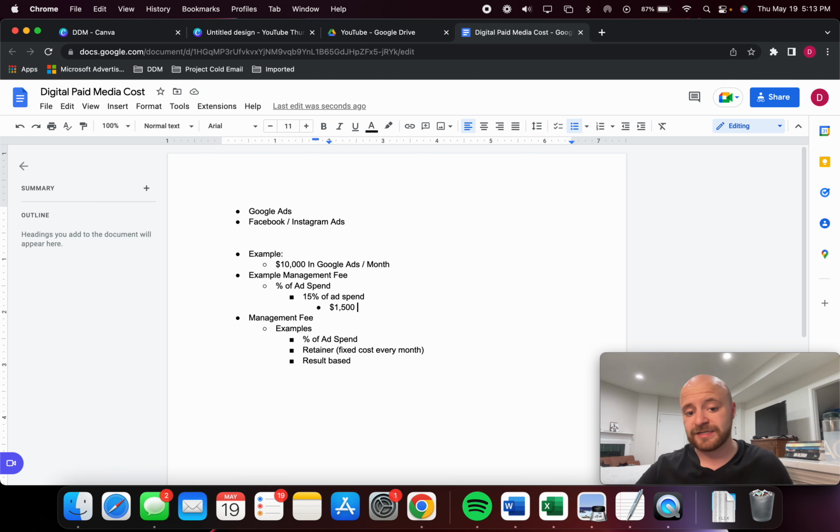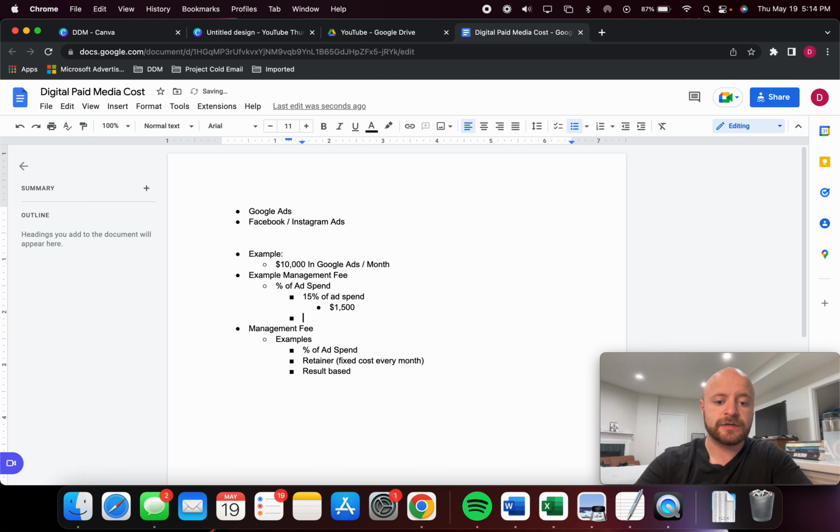Now, in Google Ads, as an example, I've seen ranges anywhere from 15% to 25%. That's typical. It could be higher, could be lower, but that's usually what it is. If you do 25%, then you make $2,500 on a $10,000 a month Google ad spend. Well, it's a quarter. So it seems a little bit hefty, but again, it depends on a lot of different factors.